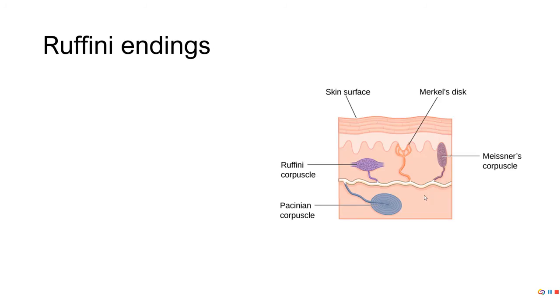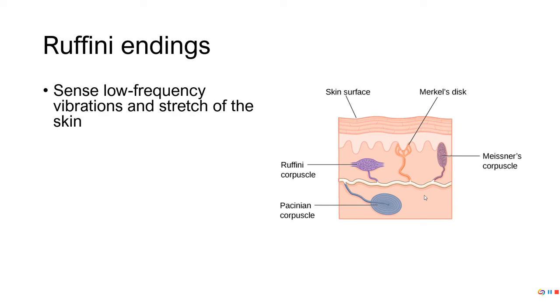The last one is something called Ruffini endings. All right. Or Ruffini corpuscles. And so these also sense low frequency vibrations and stretch. They cause small changes as well. They're slow adapting, but what they do is, instead of activating the muscle, they inactivate the muscle.